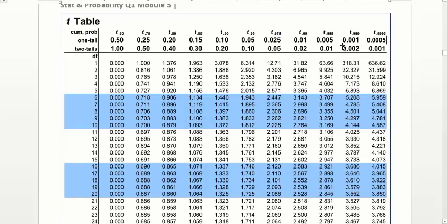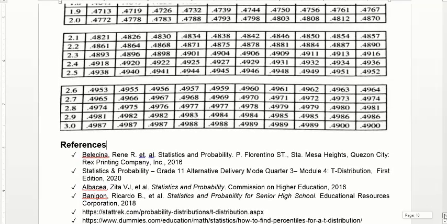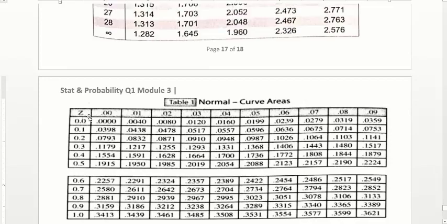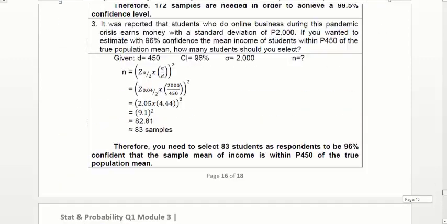For example, guys, tables look different from one another. But the table I got is complete. It has the cumulative probability, the one tail, the two tails, and there is even a confidence level at the bottom. But some other tables don't have this. For example, the one in the appendix, another t-table given in your modules. As you can see, it doesn't have those. Oh, this is actually a z-table. Here, there you go. Just alpha and degrees of freedom. It is not very comprehensive.